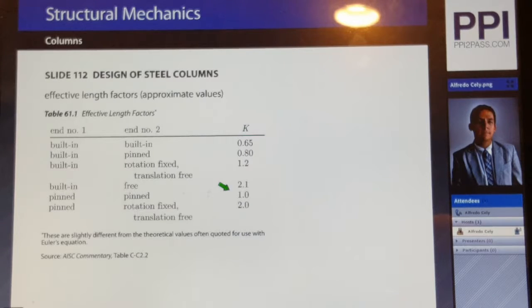Now note that these values are different from the theoretical values which are often quoted for use within Euler's equation. The values used in table 61.1 can be used in preliminary design, where the dimensions of the members are not yet determined. The effective length factor is based on the end conditions of a given column. These end conditions dictate the buckled shape of the column.